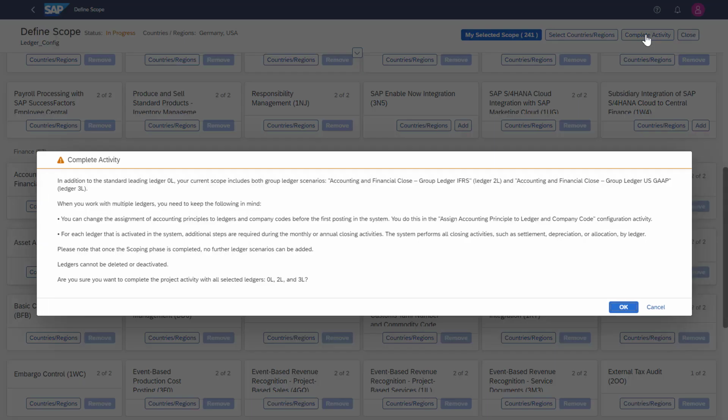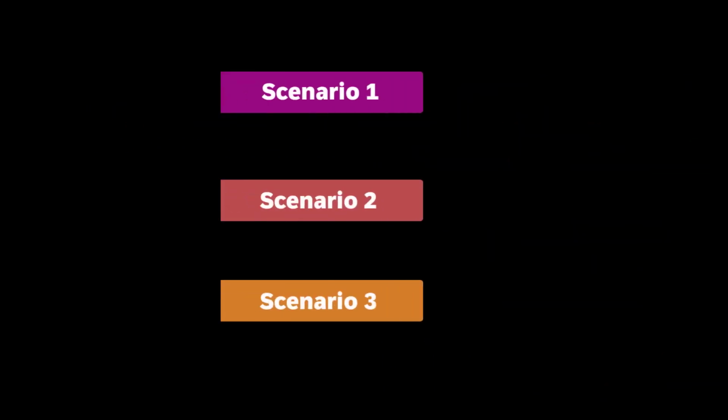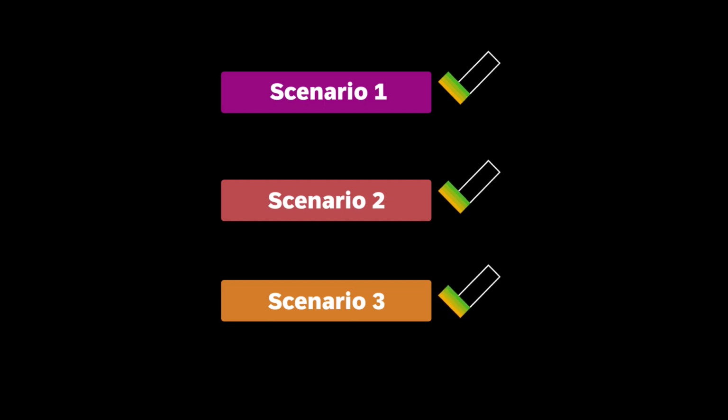Again, the system asks whether I'm sure that I need all three scenarios and lists the impacts on whether I really do. As I've mentioned a couple of times, it's important to think this through because there's no way back once I've completed the scoping phase. That is, I really need to know my company's business requirements well. If I know that my company will add a new country for its business in the future, it could make sense to activate the relevant scenario already.